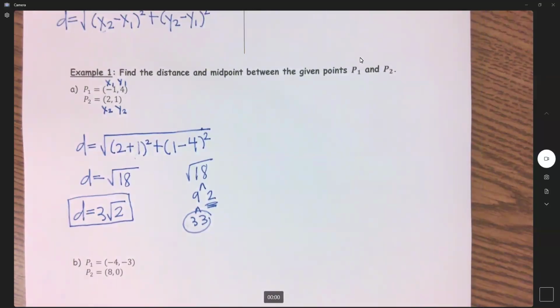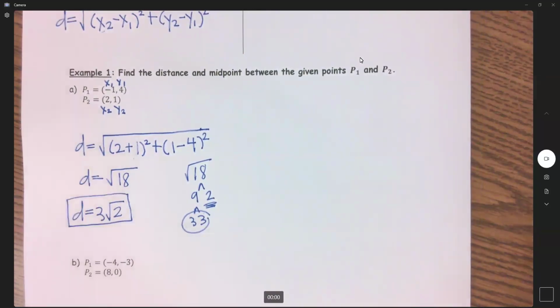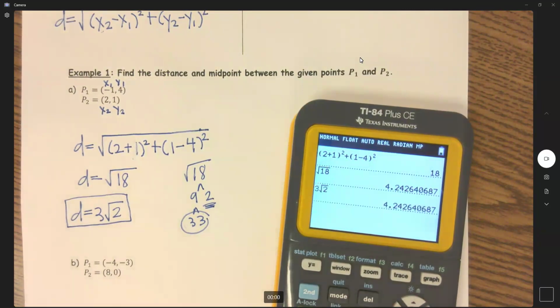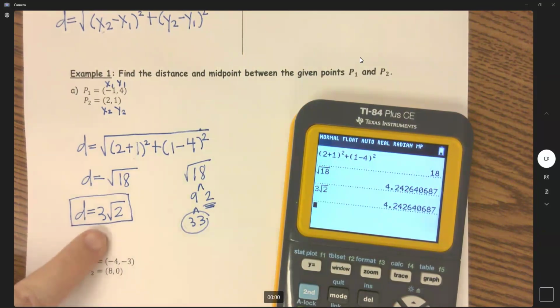Now, one of two things. One, I can check to make sure I simplified right. If I do the square root of 18, there's my decimal. And 3 square root 2, there's my decimal. So I can see that it is the exact same number, just written in different forms. This is considered simplified.